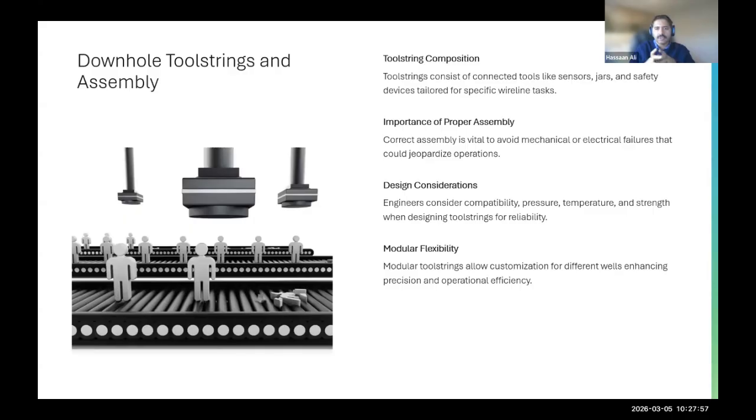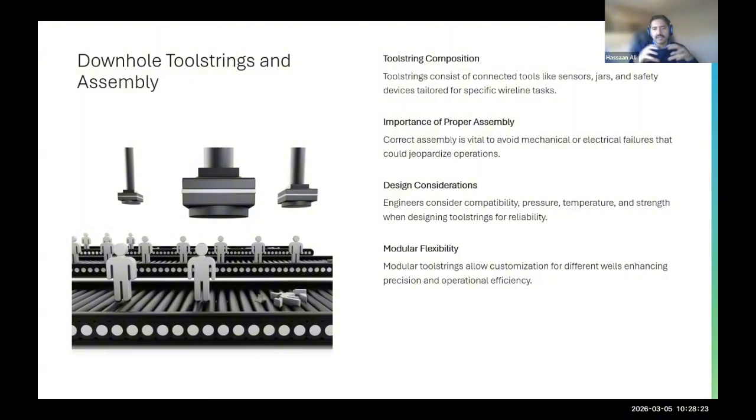Tool string usually consists of sensors, jars, and safety devices tailored specifically for specific wireline tasks. So when we talk about safety devices, there is an emergency release. So let's say if you get stuck somewhere in the downhole, you can use that emergency release to disconnect from the tool string and pull yourself out of the hole.